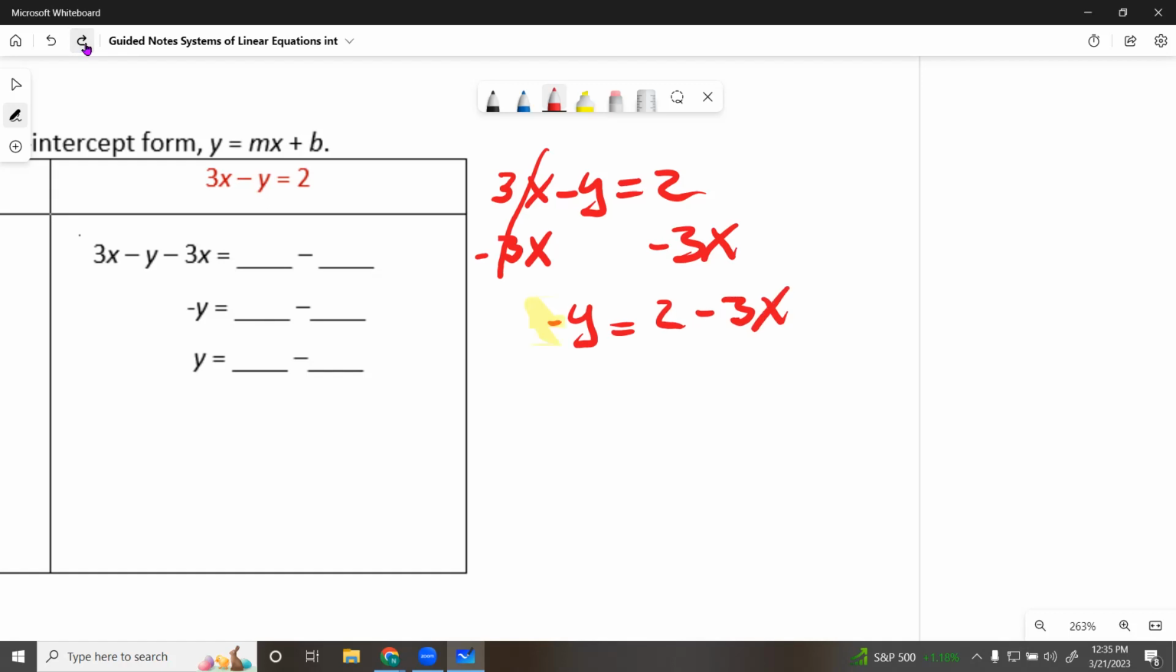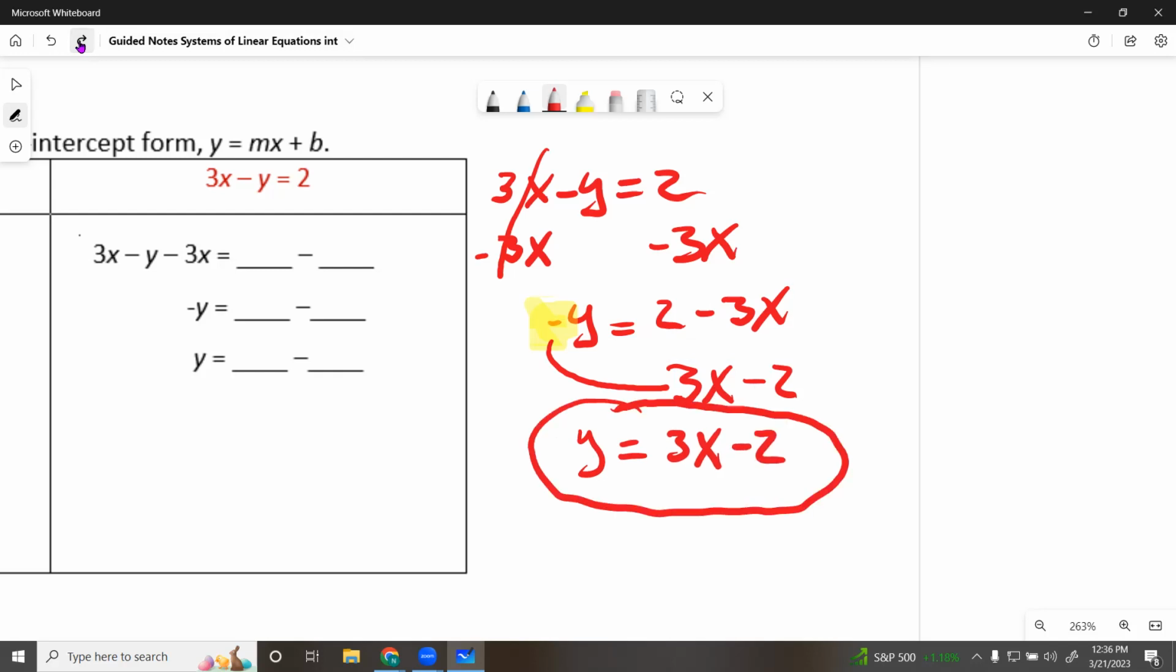That negative, remember the last one where they kind of flip-flopped it so that there wasn't a negative in front of the y? The best I can explain is that it becomes that. So instead of a positive 2 minus 3x, it becomes a positive 3x minus 2. So y equals 3x minus 2.